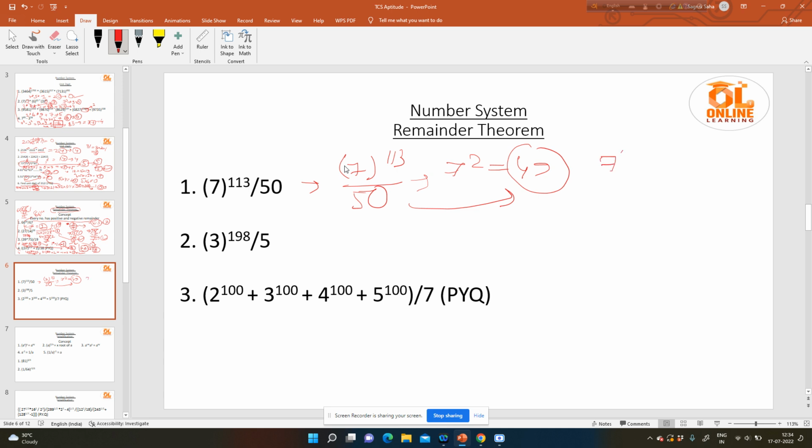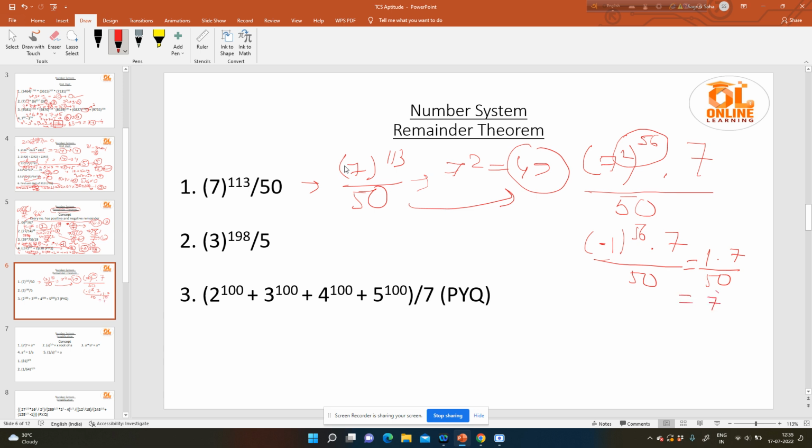So 7 square is 49. So what we can do, 7 square to the power 56, into 7, because 56 into 2 is 112, right? Then also one 7 will be left by 50, right? So 49 to the power 56 is minus 1 to the power 56 into 7 by 50. Minus 1 to the power 56 is 1, into 7 by 50. So our answer will be 7.